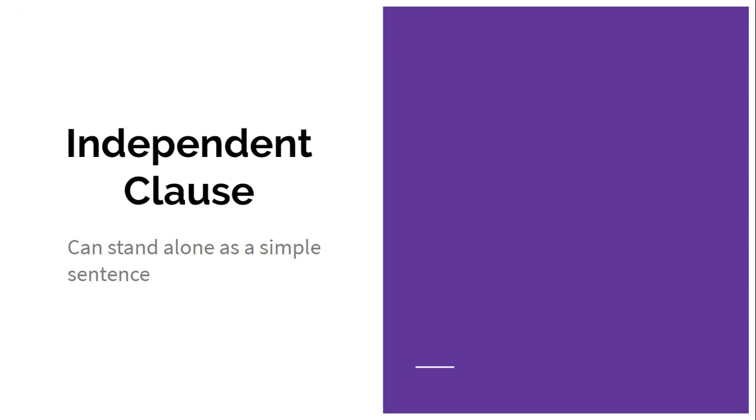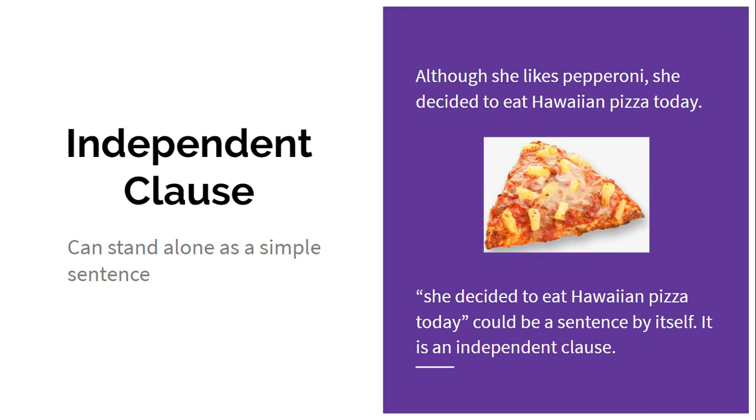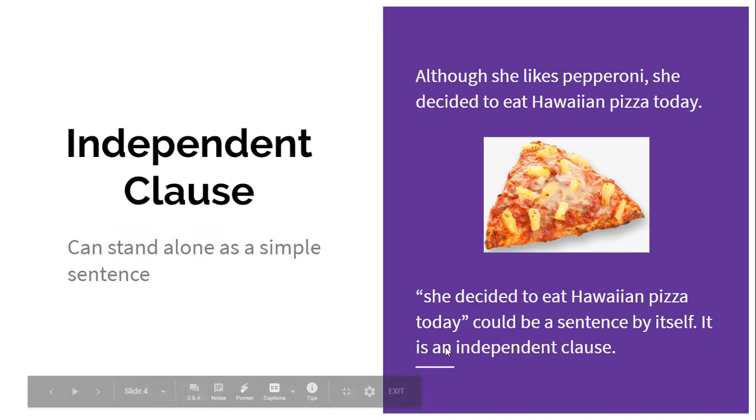Now, an independent clause can stand alone as a simple sentence. Let's take a look. Although she likes pepperoni, she decided to eat Hawaiian pizza today. She decided to eat Hawaiian pizza today could be a sentence all by itself without the rest of the sentence that's there. So it's an independent clause. If I cut off the rest of the sentence and all it said was, she decided to eat Hawaiian pizza today, that would be a perfect sentence. It's got a subject and a predicate, okay? Now, that's an independent clause.